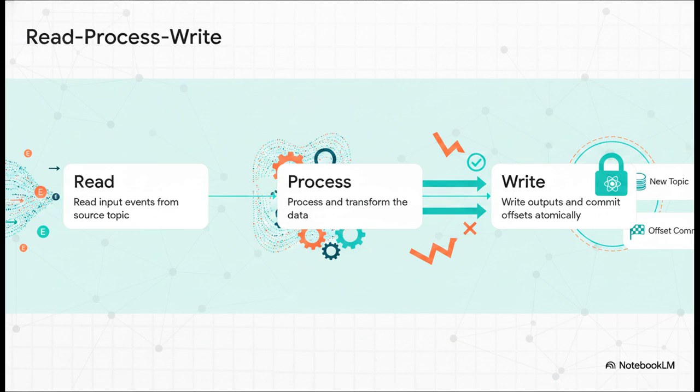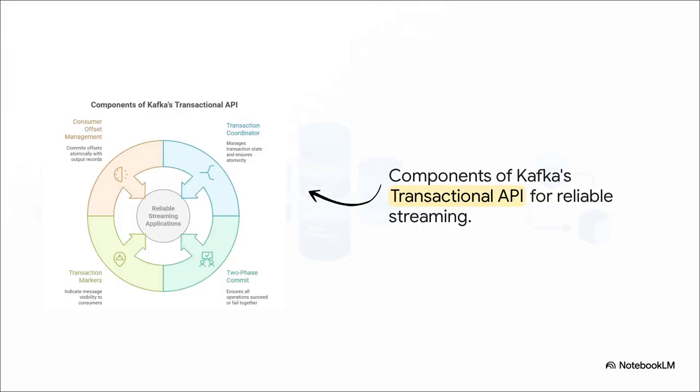Kafka brilliantly solves this by grouping these actions into a single atomic operation. That means they either completely succeed together or they completely fail together. There is no messy in between. So how does Kafka actually pull this off under the hood?